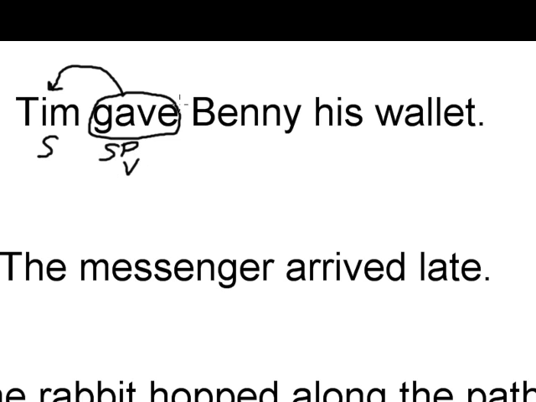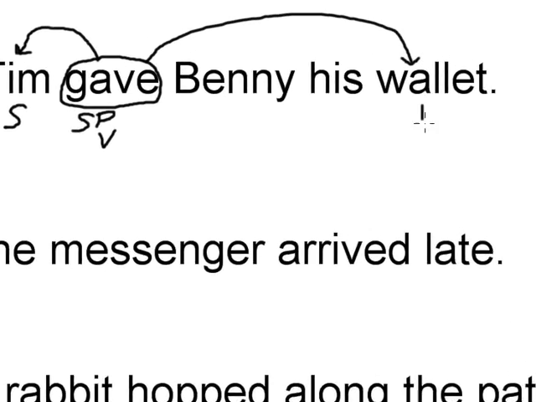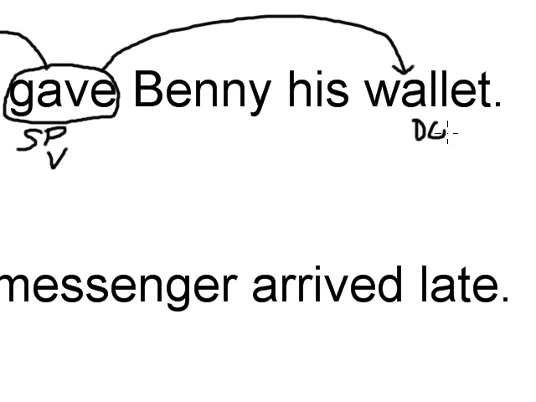This is always your verb. What was given? What did Tim give? He didn't give Benny. Benny's the receiver of that thing. What was given? The wallet was given. The wallet's the DO. Okay? Since that verb has a DO, this verb is transitive.